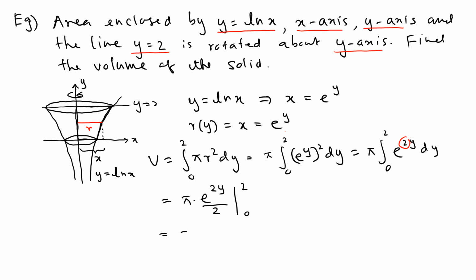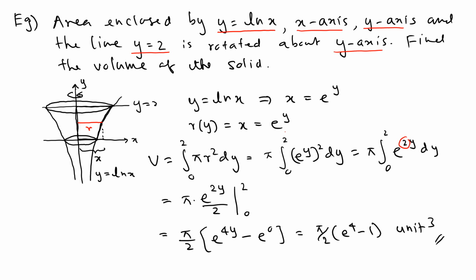So it's pi over 2. When you plug in 2, it becomes e^4, minus when you plug in 0, it is 1. So that means it is pi over 2 times (e^4 minus 1), in cubic units. Okay, so that is the volume of the solid generated.